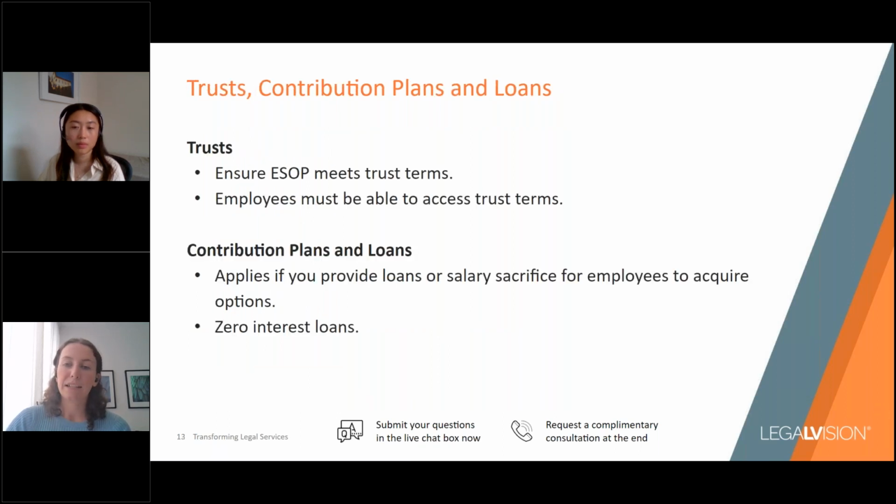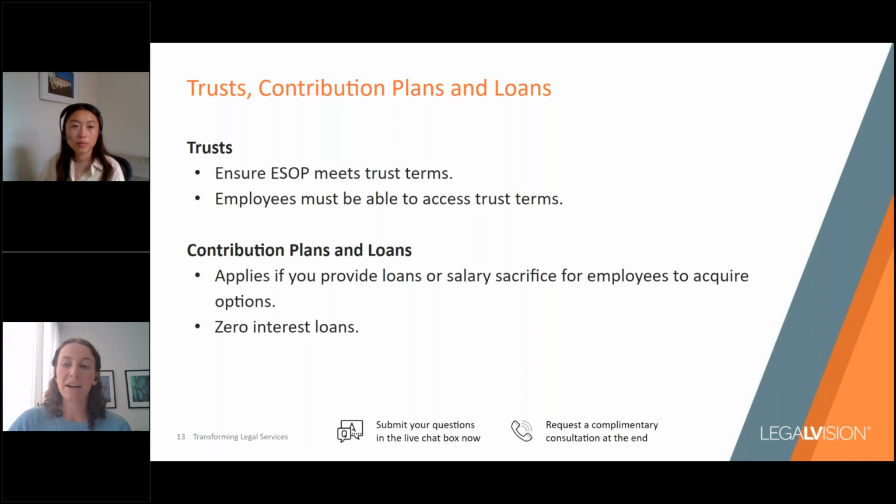And next, we'll briefly touch on the requirements in relation to trusts and loans. If your ESOP utilizes a trust, for example, some common trusts are employee share trusts or bare trusts through which employee shares are held, then certain other requirements also need to be met in relation to that trust arrangement.